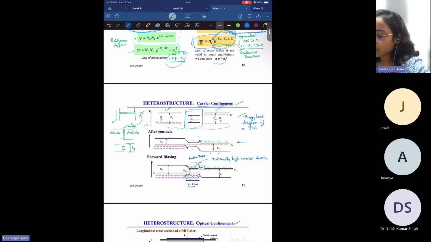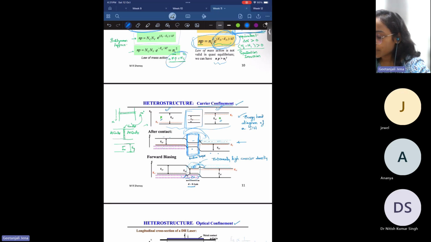At equilibrium, the electrons will move from the N to the P side and the holes will move from the P to the N side. After some time, there will be a depletion region where immobile ions are localized, which prevents further movement of electrons from the N side to the P side or holes from the P side to the N side. Because of that, a depletion region forms in this active layer. But when you forward bias it, what will happen? This helps the electrons from the N side to move to the active region and the holes to move from P to the active region.